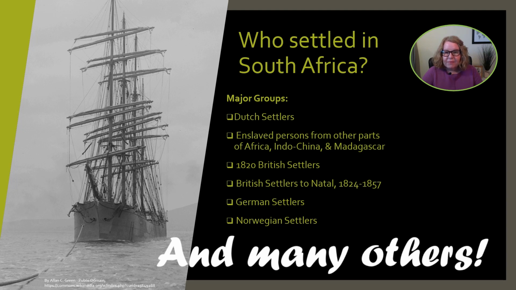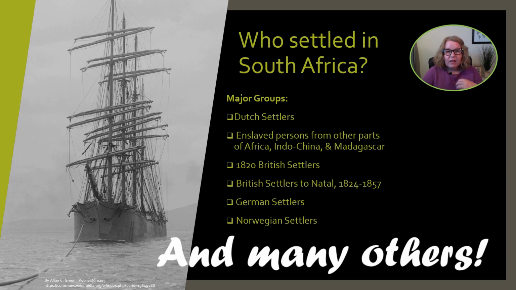By about 1658, the Dutch farmers began to cultivate the land and plant crops, and they needed some additional labor. The local indigenous population, these were the Khoi, they were nomads, and they resisted the pressure from the Dutch to work the land. So the Dutch began to look elsewhere, and this is when they looked at bringing enslaved persons to the Cape, specifically to work the land.